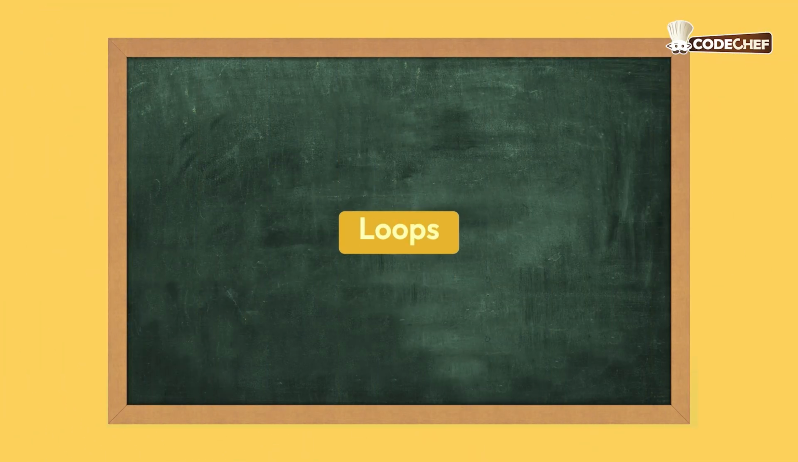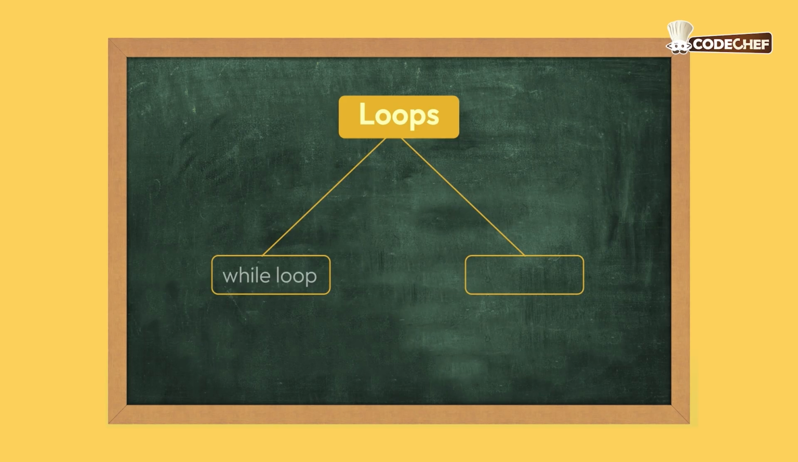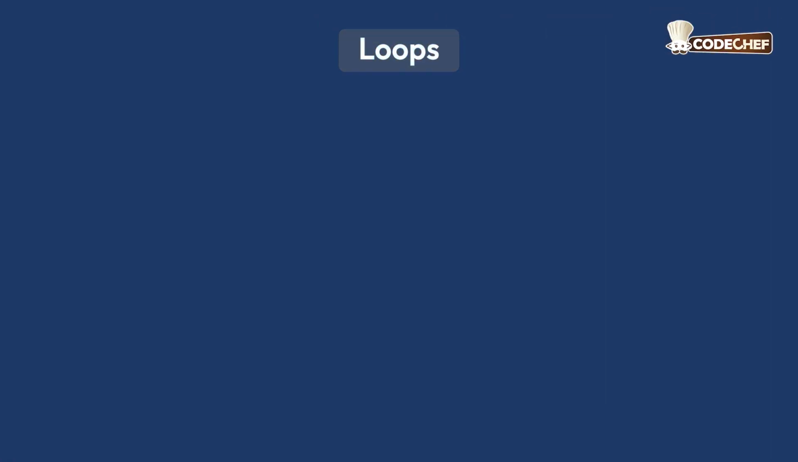In programming, if you have to perform certain tasks over and over again, you use loops. There are two types of loops, while loop and for loop. We will see how a while loop works.